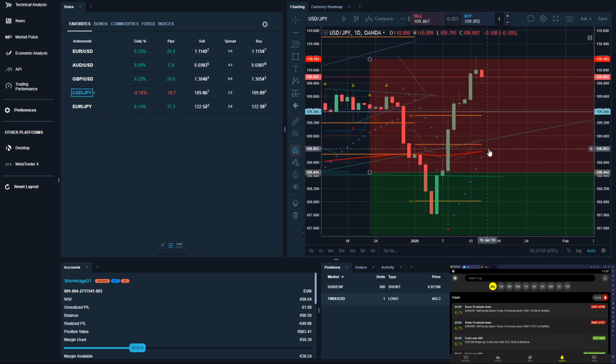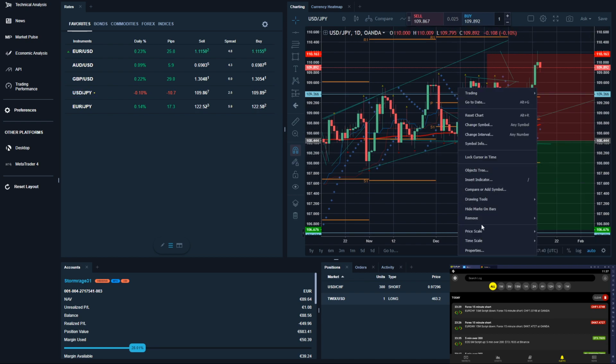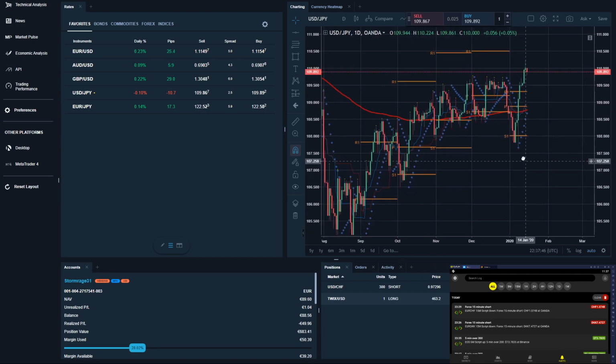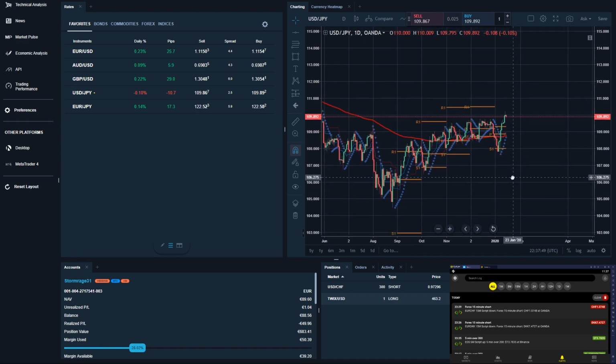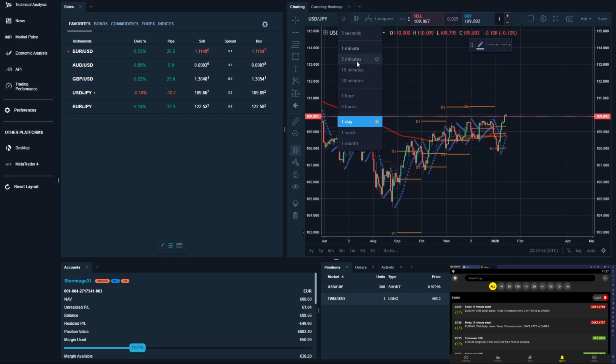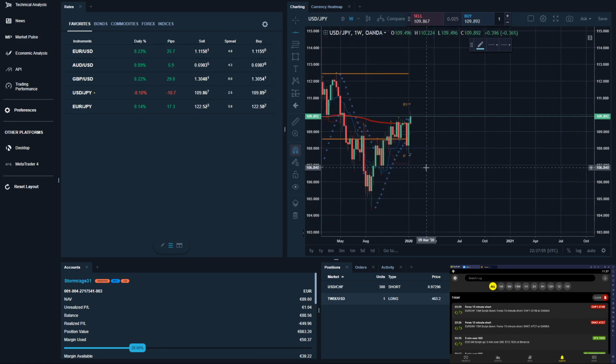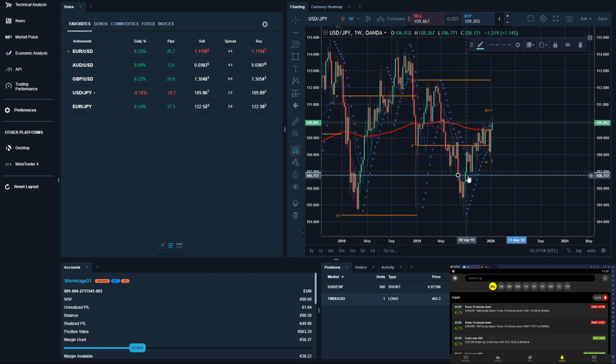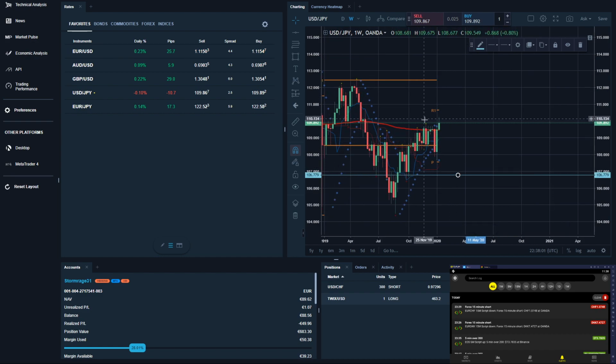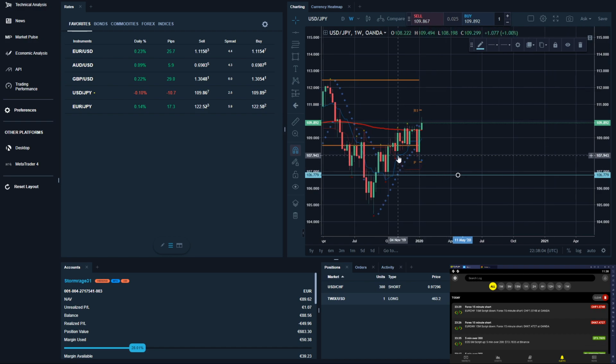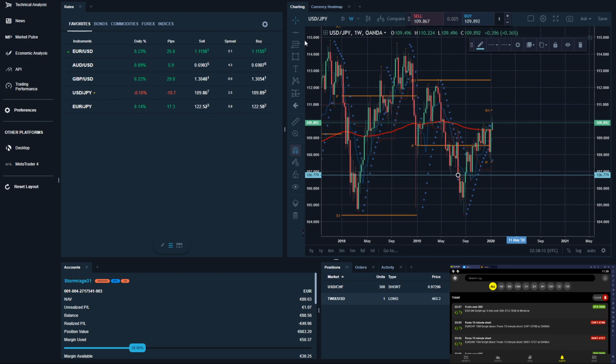Let's go and see USD yen. So USD yen, I don't know anything about USD yen. Currently in a no trade zone, probably there is a bullish crossover, and right now your target for this, if this continues higher, is this high.